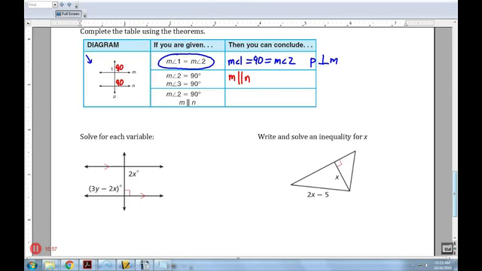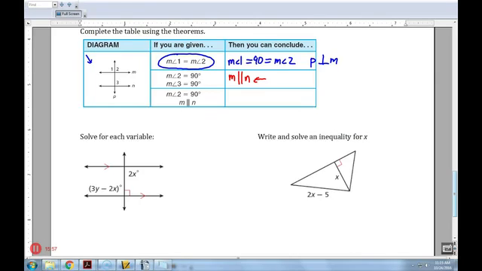Okay, but I also know I can use the theorem up above that said if a line is perpendicular to two lines, then those two lines must be parallel. So that's another way to know that M and N have to be parallel to each other, because I have one transversal perpendicular to two different lines, therefore those two lines must be parallel.